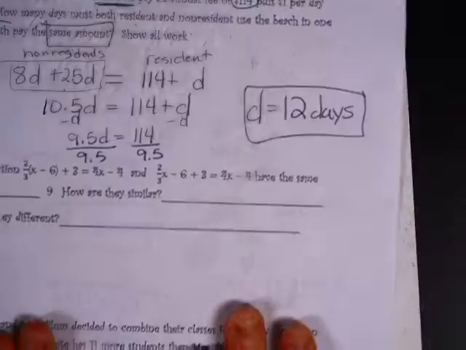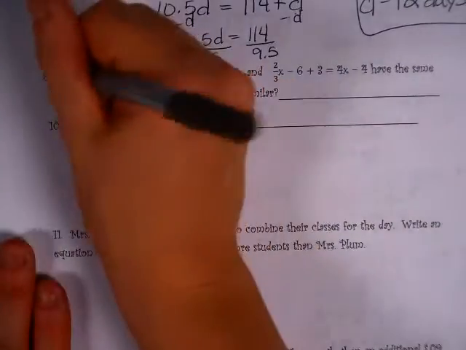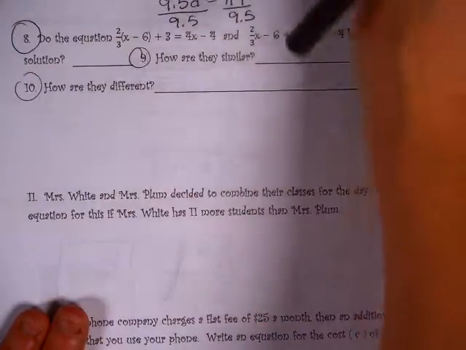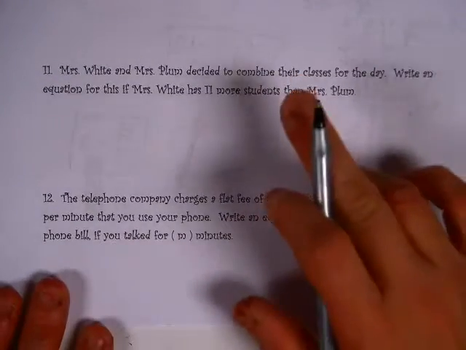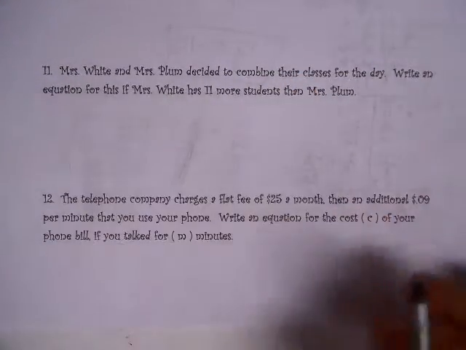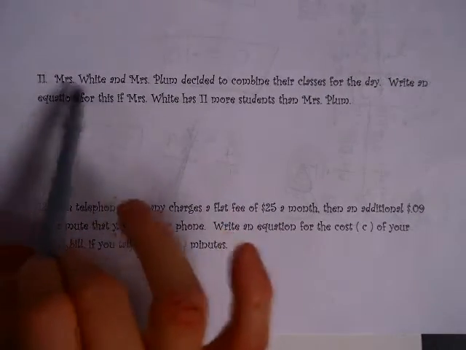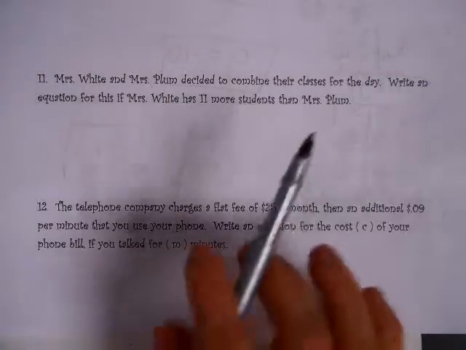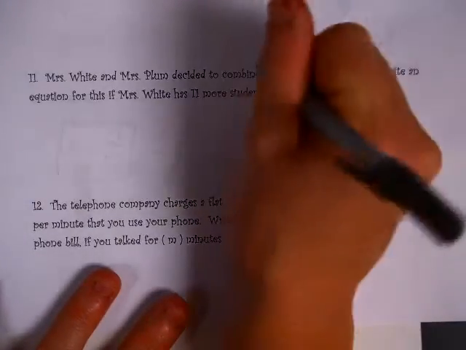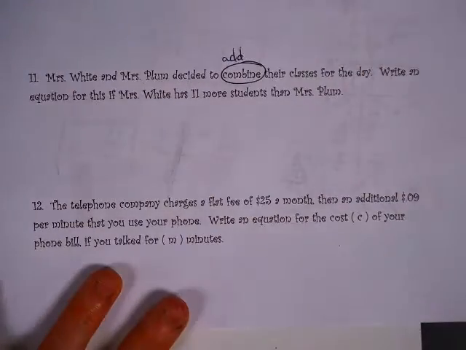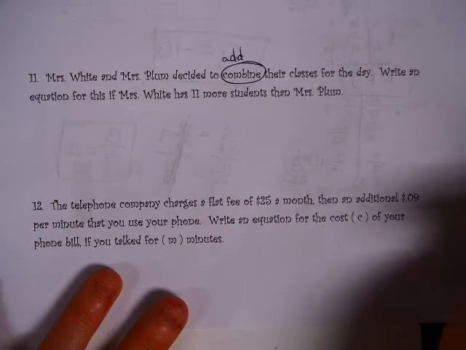Okay. Now, I'm going to skip number 8, and then we're going to add 9 and 10. They all kind of go together. And we're going to drop down to 11, because the majority of our tests are like 9 or like 11, 12, and 13. Okay. It says Miss White and Miss Plum decide to combine their classes today. All right, combine tells you to add. All right. And their classes for a day.